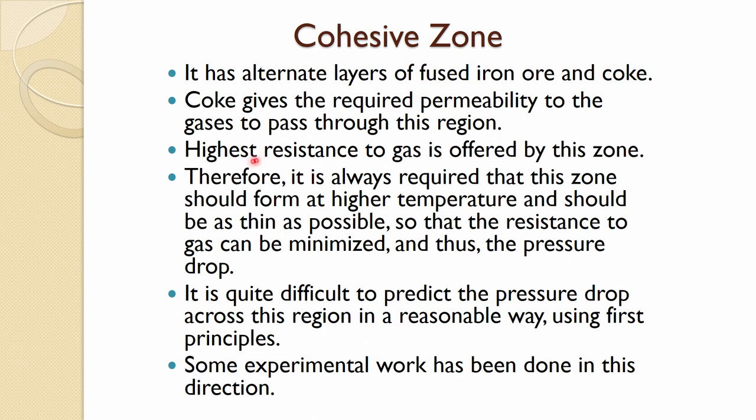So, there would be the highest resistance to the gas in this zone, and therefore it is always required that this zone should form at a higher temperature. So, it can come down and should be as thin as possible, so that the resistance to gas can be minimized and thus the pressure drop. These are very important things, and they also dictate the quality of the raw material, especially the high temperature properties of the feeding material.